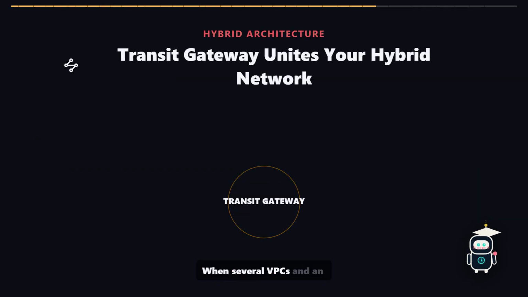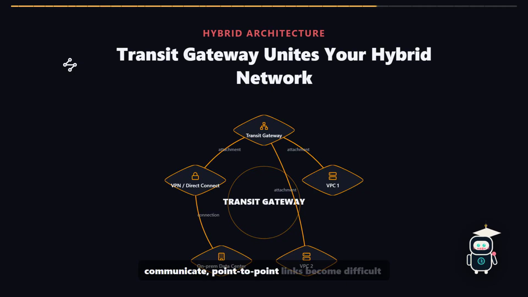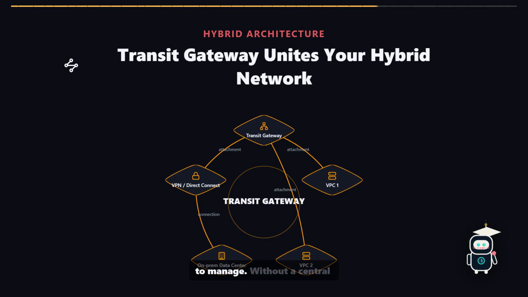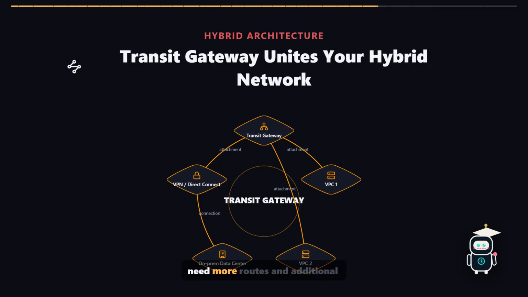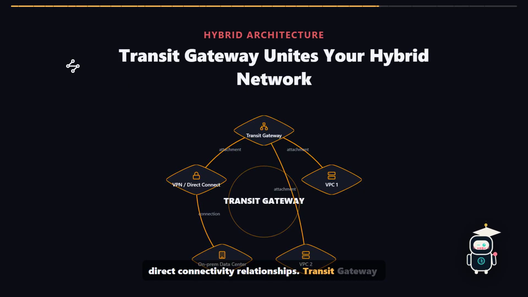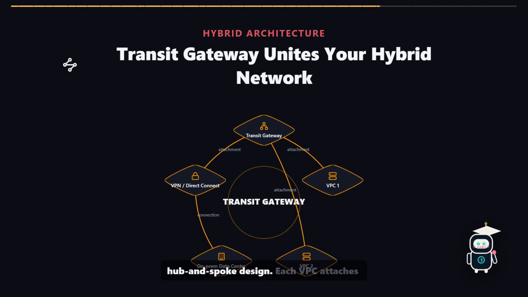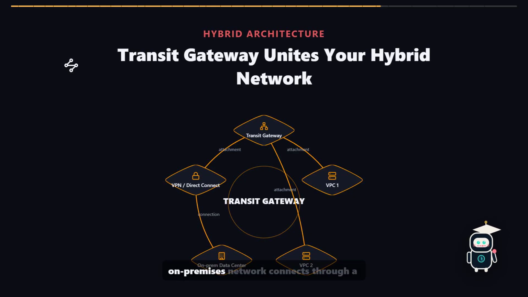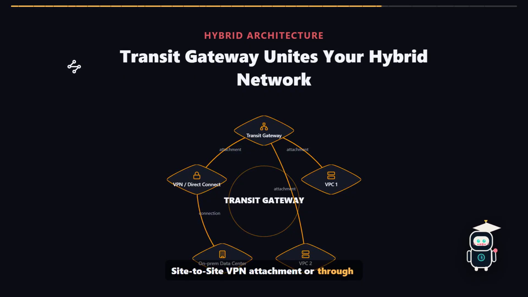When several VPCs and an on-premises data center need to communicate, point-to-point links become difficult to manage. Without a central hub, every new VPC may need more routes and additional direct connectivity relationships. Transit Gateway replaces that sprawl with a hub-and-spoke design. Each VPC attaches to the Transit Gateway. The on-premises network connects through a site-to-site VPN attachment or through a Direct Connect gateway association.